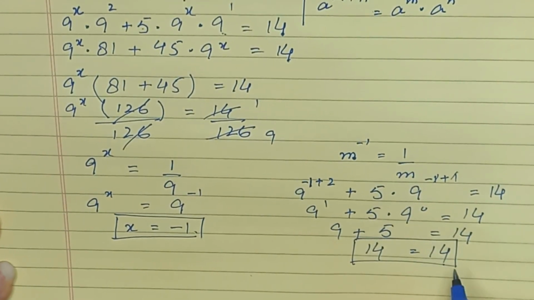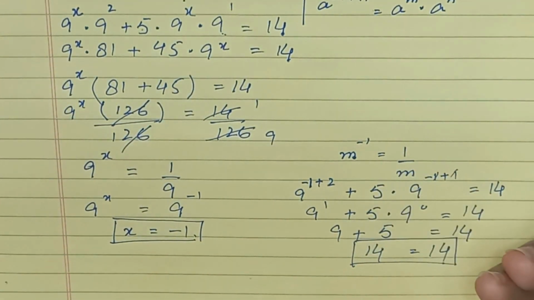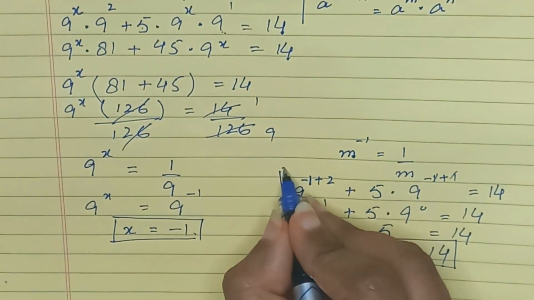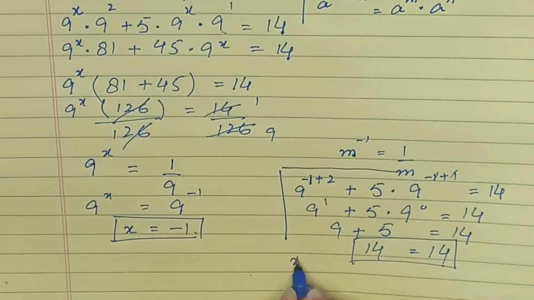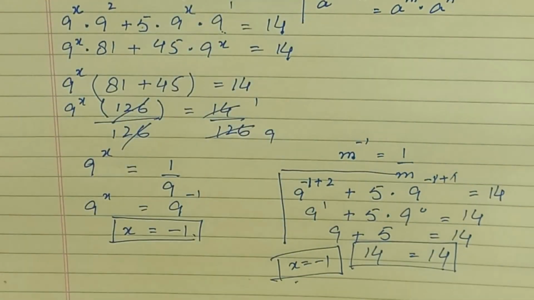Both sides are equal. It means the value of x equal to -1 satisfies our given equation.